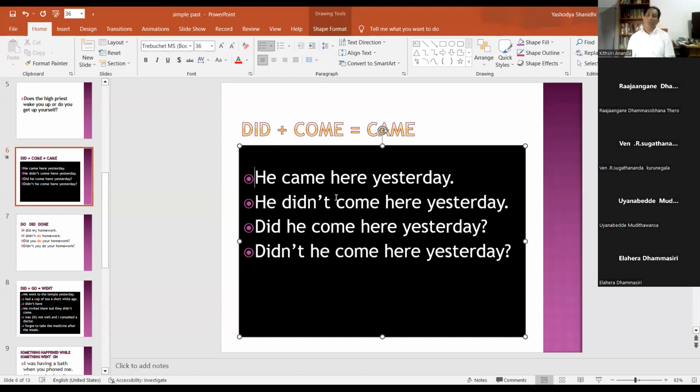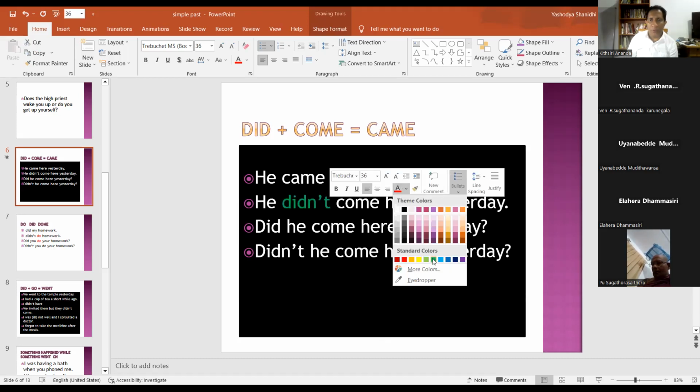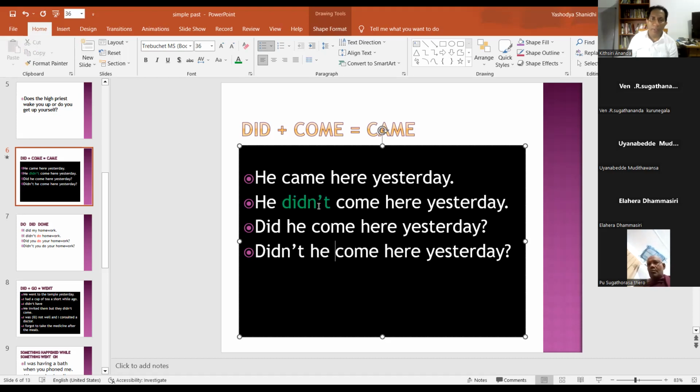But in the simple present, of course, we have two different helping verbs, do and does, because the significance of singular and plural is there. He came here yesterday. So whenever we want to put this idea into negative, we separate did out of came and connect negative with that. When we separate did out of came, the remainder is the base form.